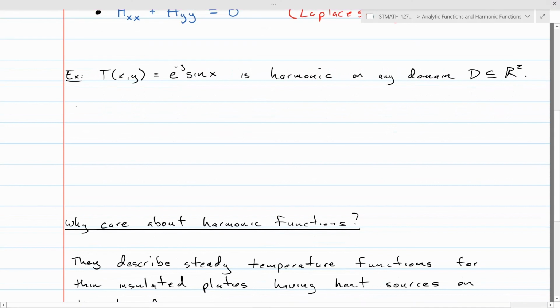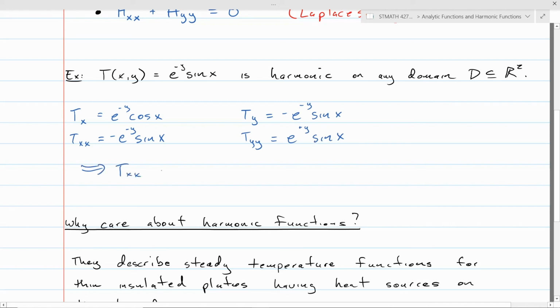Well, just start computing these partials. You've got T_x is e to the negative y cosine x. And T_xx would be negative e to the negative y sine of x. And then likewise, T_y is equal to negative e to the negative y sine of x, and T_yy would be positive e to the negative y sine of x. And I think it's pretty clear that T_xx plus T_yy, you get 0, because you get negative e to the negative y sine of x plus positive e to the negative y sine of x. That comes out to 0.